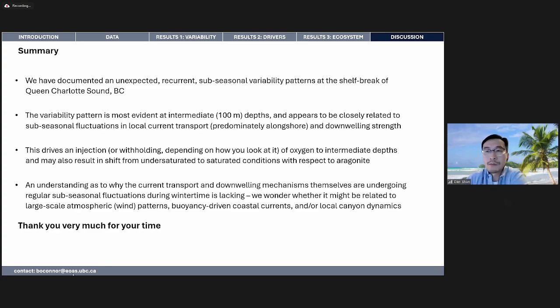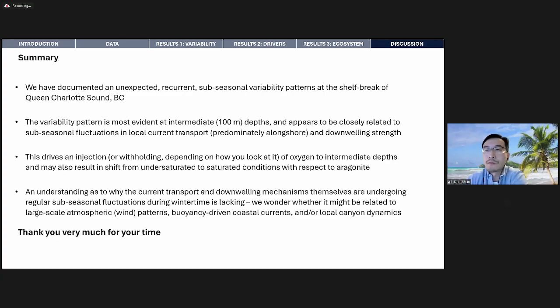I've got a very quick question. You mentioned the buoyancy-driven current, and have you looked at the freshwater input effects, particularly to the nearshore region on the variabilities?